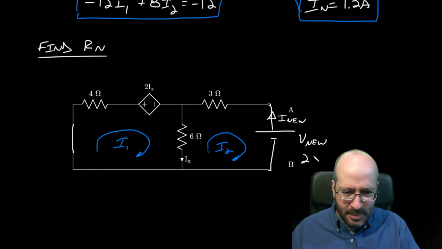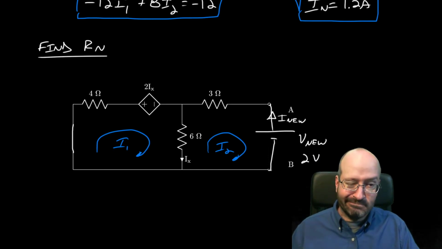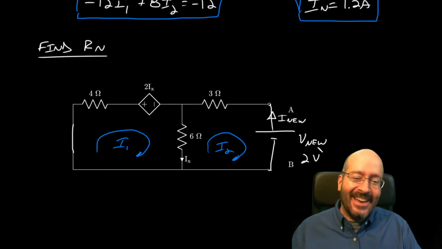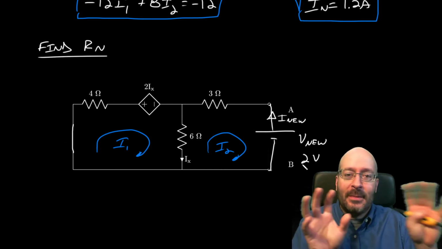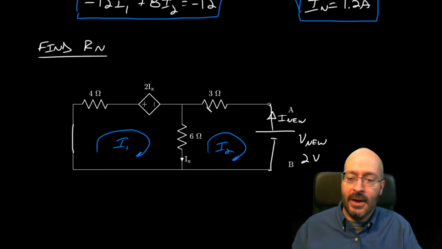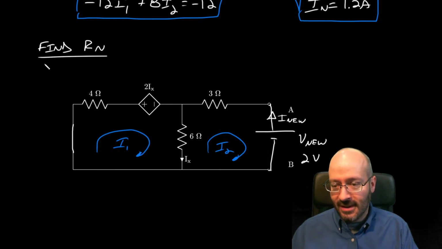I keep hitting a random number until I get the one I want. Seems really random, doesn't it? Anyhow, so we pick out some value. Doesn't matter what it is. We pick out a value for V new, and then we go do the analysis again.